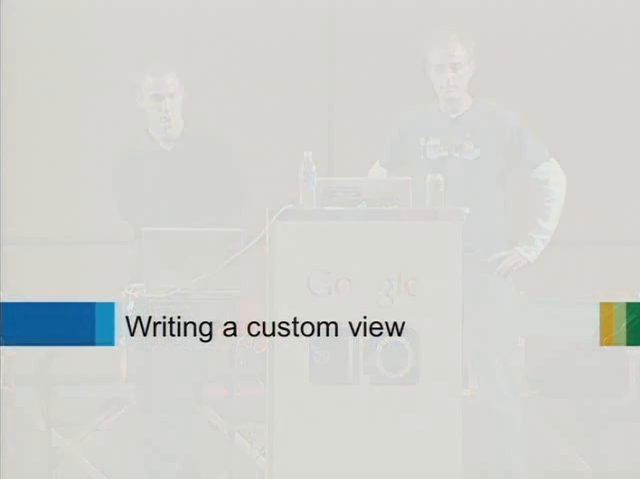So Romain talked a bit in his last talk about writing a custom view. He called it custom view and then custom view group. So here it's a custom view group, or custom layout. They're all subclasses of view, so what are you going to do?